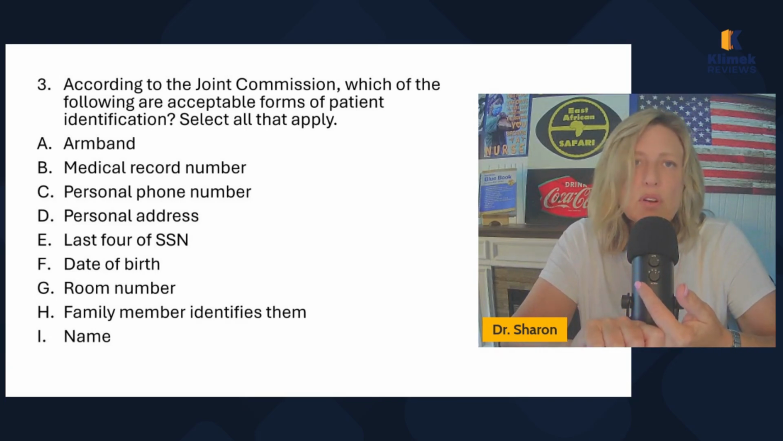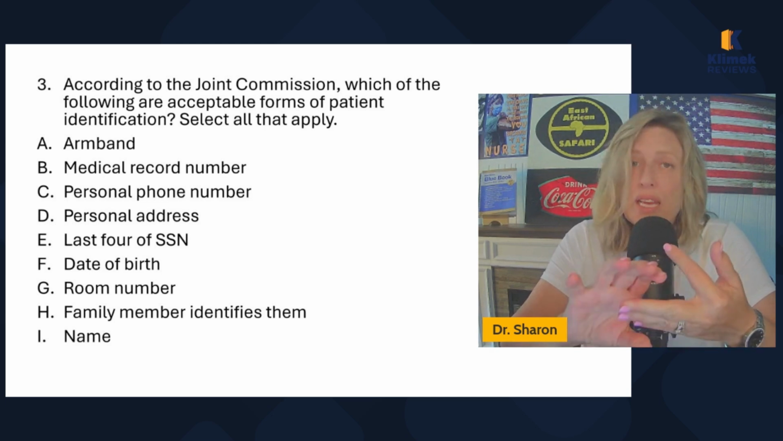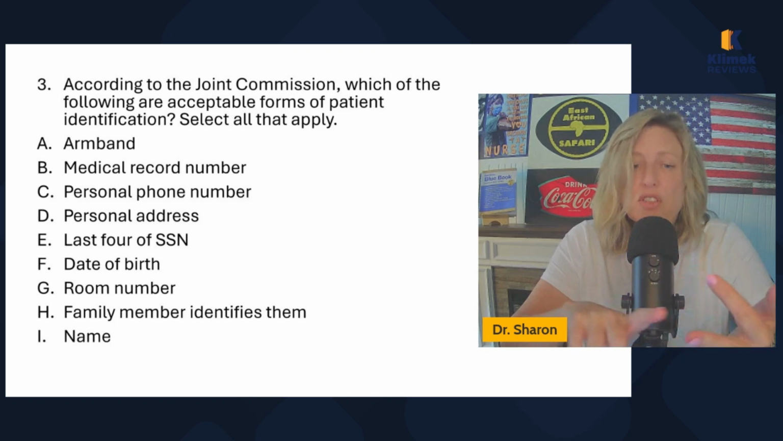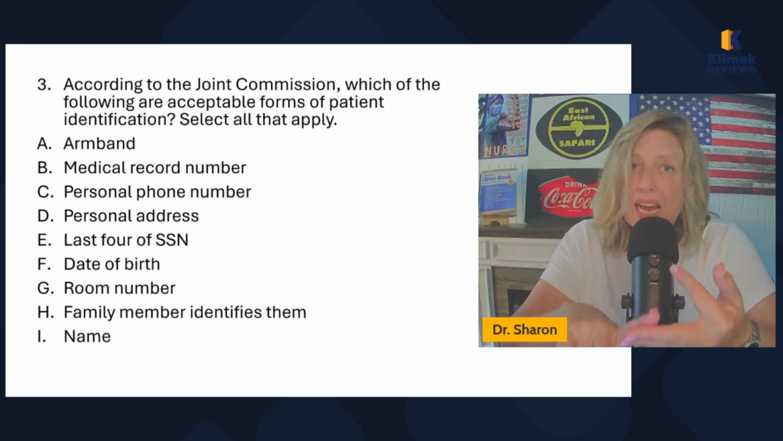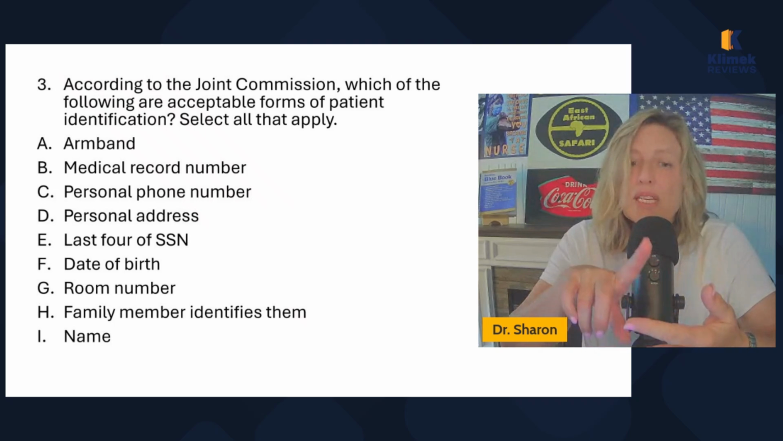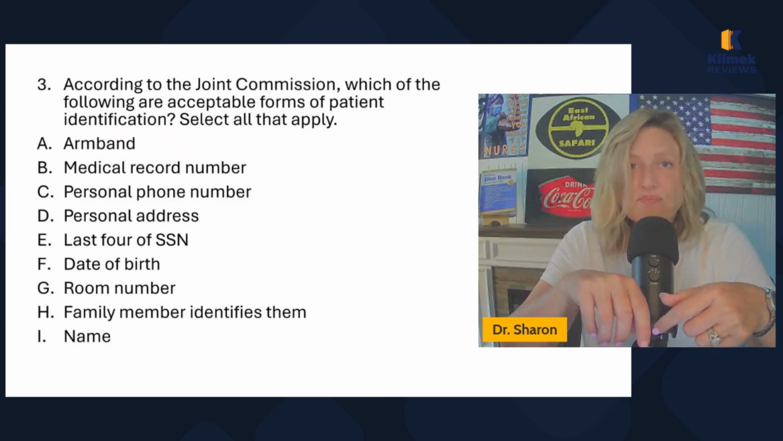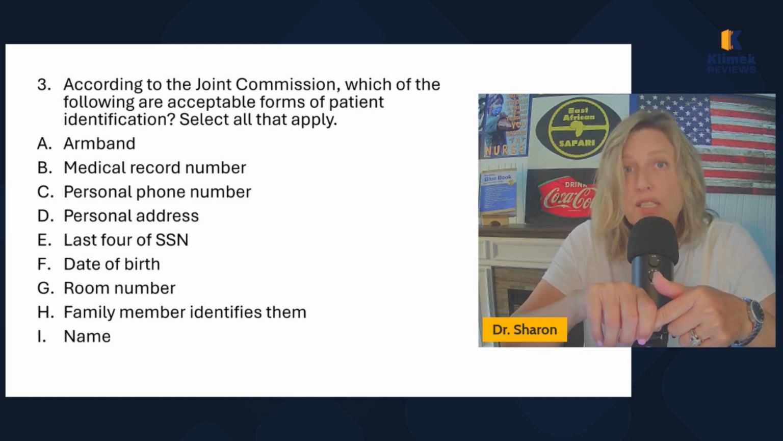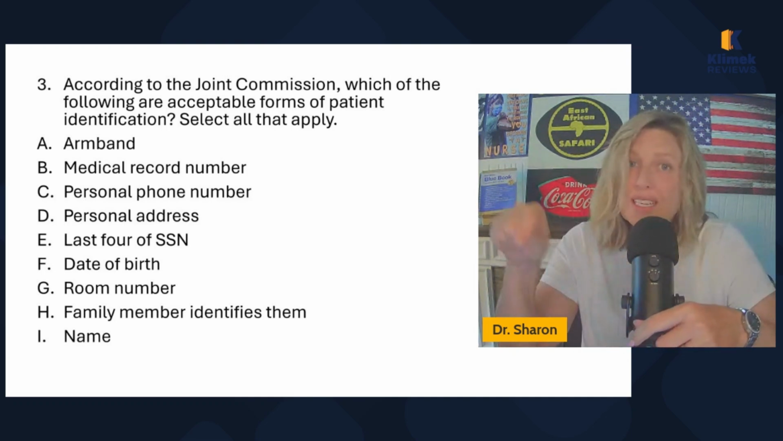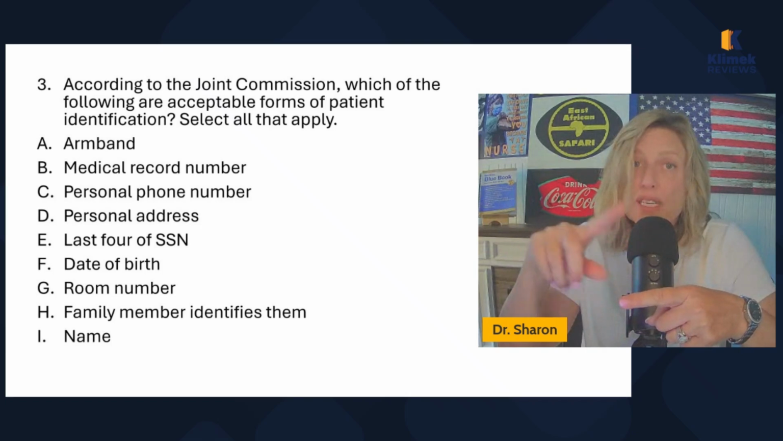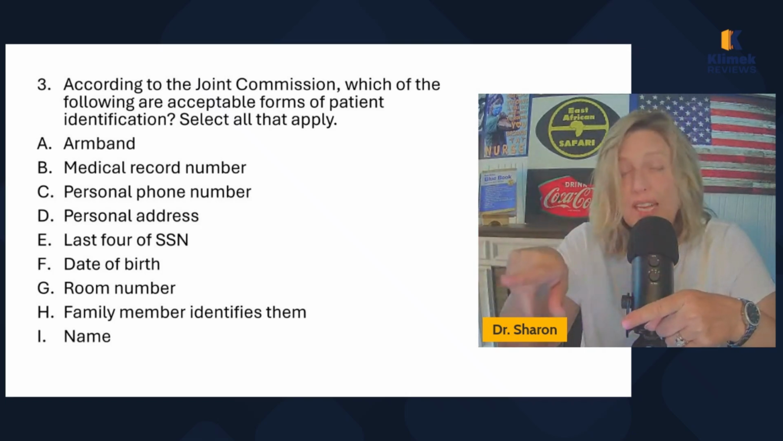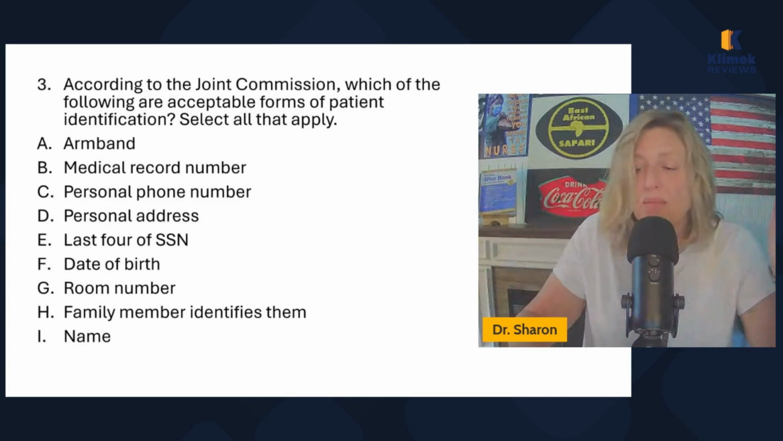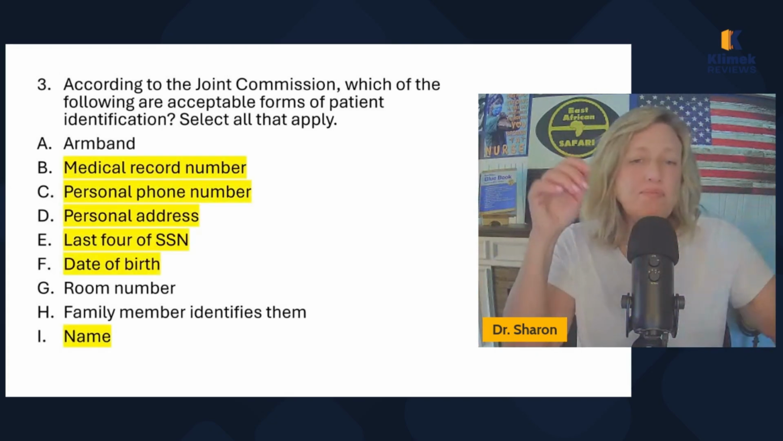An assigned number by the hospital. The hospital can assign them a number, and most hospitals assign a medical record number. It's a very long number, but that is also an acceptable form of identification. So name, date of birth, an assigned hospital number, and then a number that is personal to the patient. You can use the last 4 of their social security number because that's unique to them. You could use their personal phone number because that's unique to them. You could use their personal address because that's unique to them. So the correct answers here are the following.